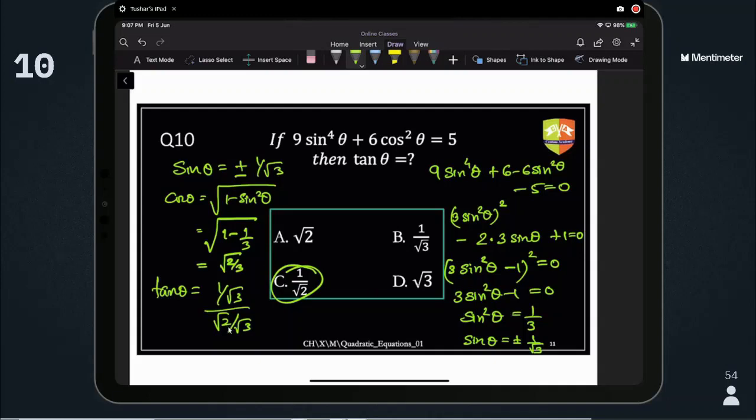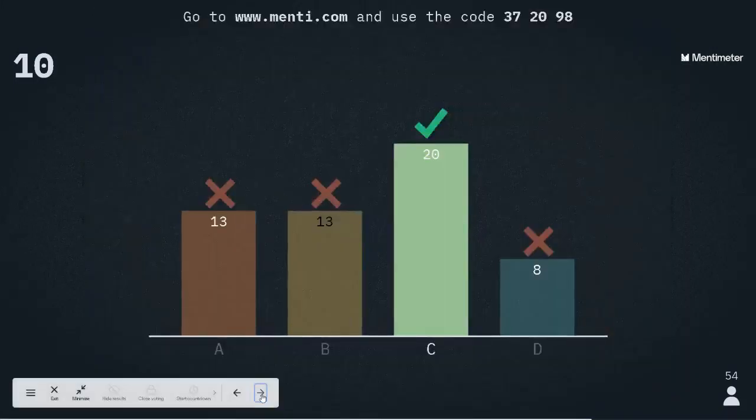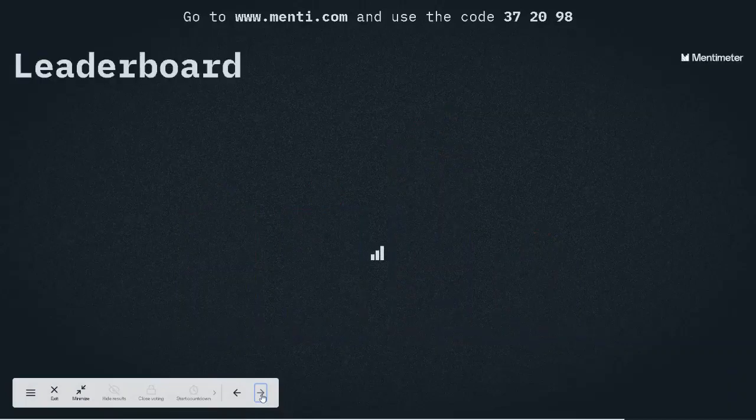Okay, so let's look at quadratic equation application in trigonometry. Application in quadratic equations.